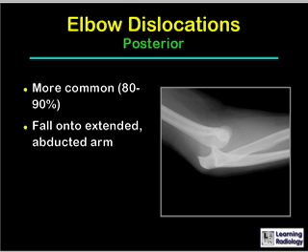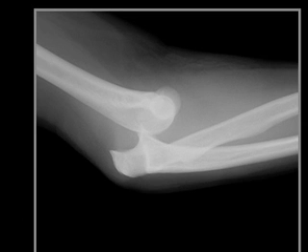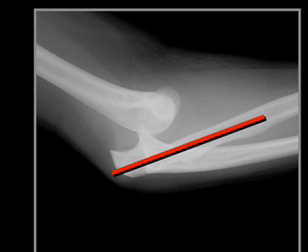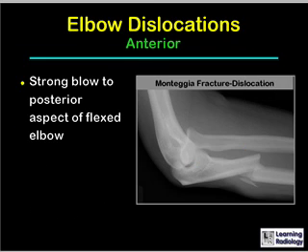They occur as a result of fall onto an extended abducted arm. Usually closed fractures, that is, fractures which are not compound, are not associated with neurovascular injuries. The lateral image of the elbow in this case shows that the radius and ulna are both dislocated posteriorly relative to the humerus. Anterior dislocations are less common.